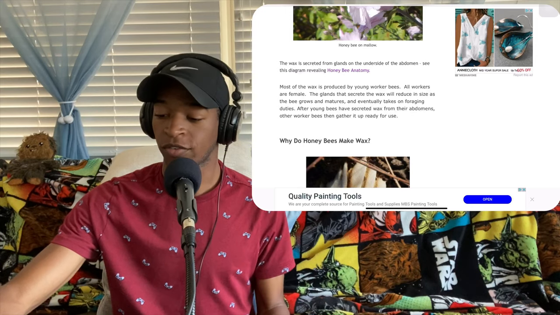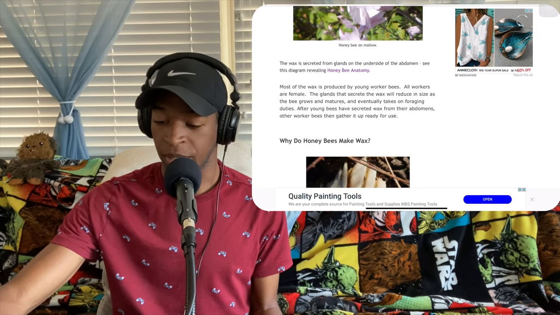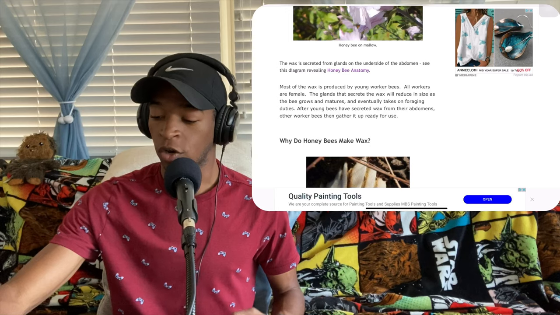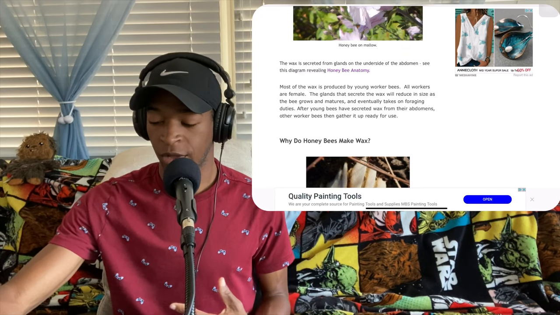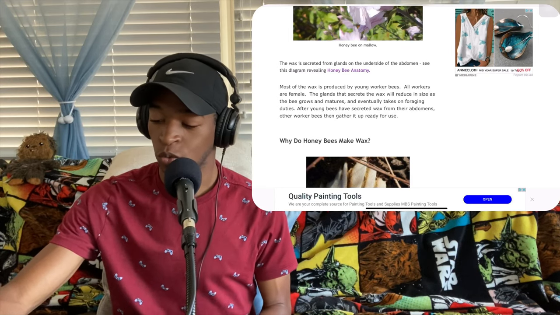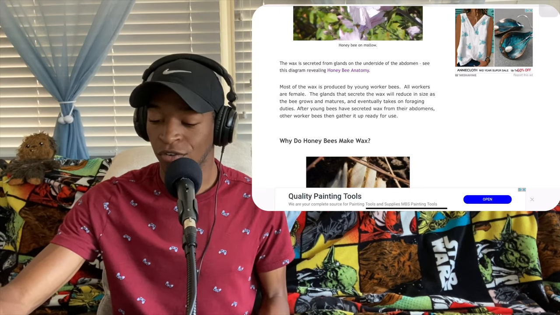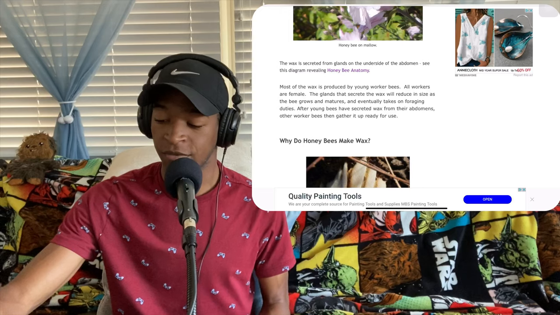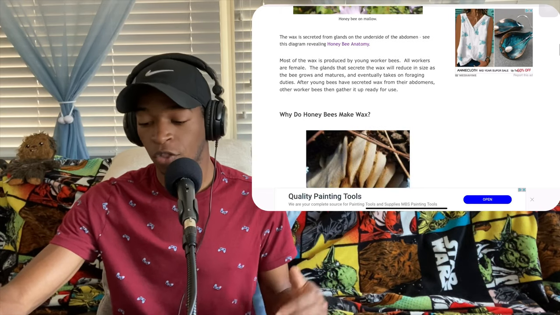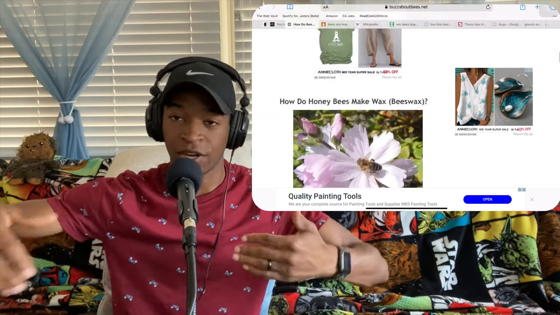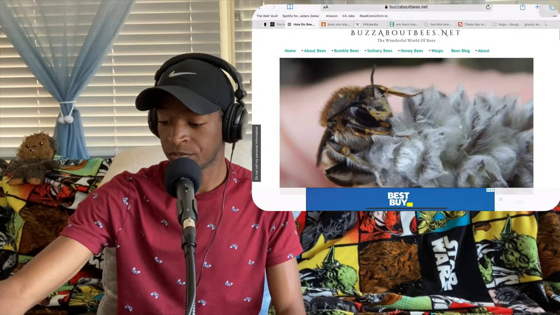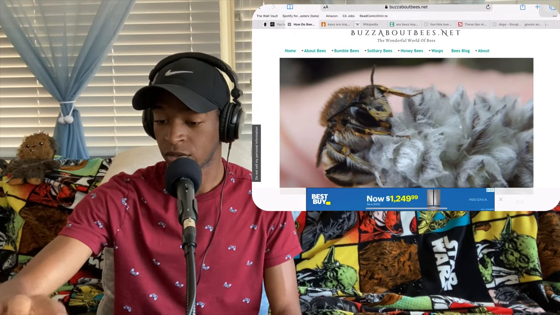The wax is secreted from glands on the underside of the abdomen. Most of the wax is produced by young worker bees. All workers are female. The glands that secrete the wax will reduce in size as the bee grows and matures and eventually takes on foraging duties. After young bees have secreted wax from their abdomens, the other worker bees then gather it up and get it ready for use.